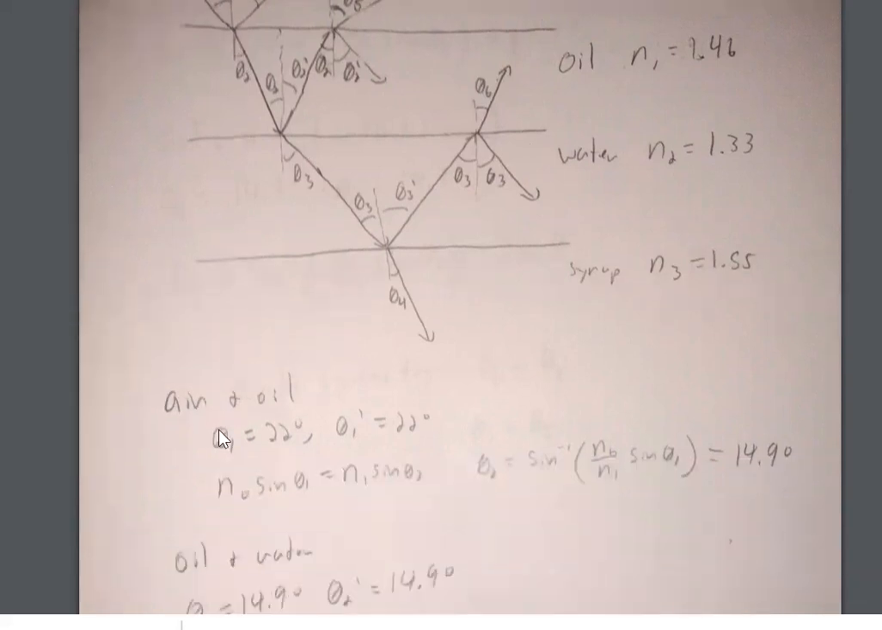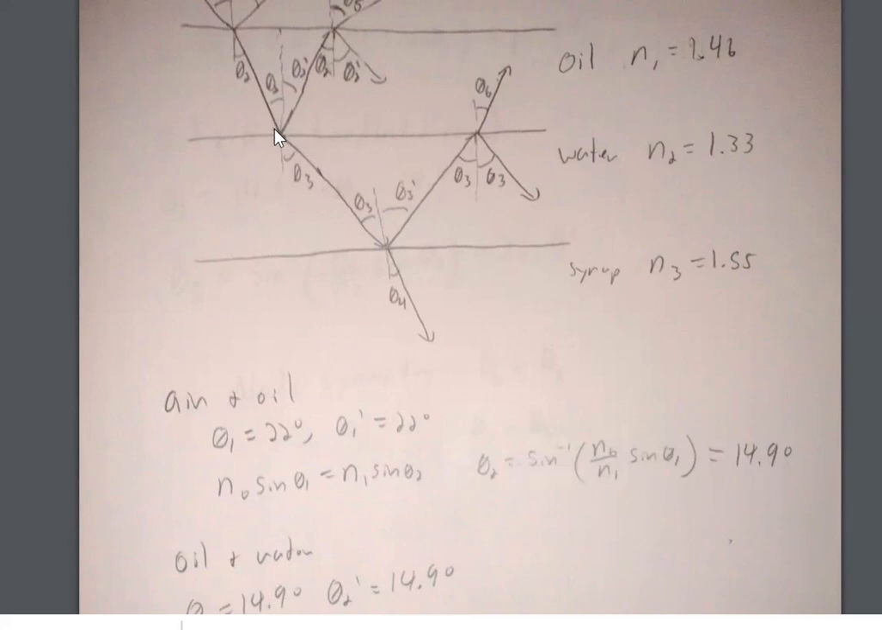So between the air and the oil, we said that our angle of incidence was 22 degrees, which means that our reflected angle is also 22 degrees. And to find this θ2 that we have here, we'll use Snell's law. θ2 is the arc sine of the index of refraction of air divided by the index of refraction of oil times the sine of the incidence angle. And that gives us 14.9 degrees.